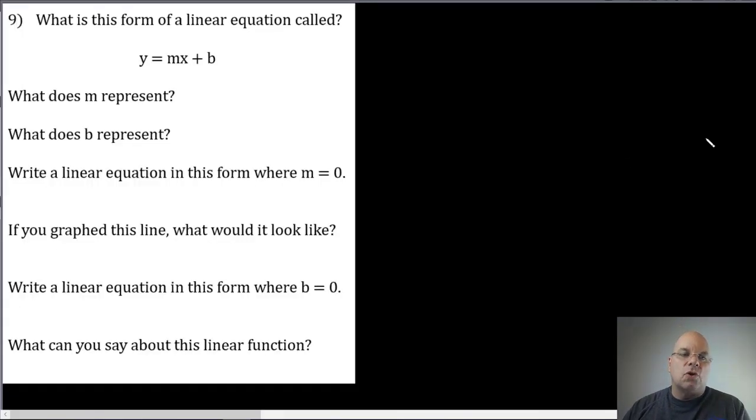Problem number 9 asks, what is this form of a linear equation called? This is slope-intercept form. When you have a linear equation and y has been isolated on one side of the equation, on the other side you'll have a variable term with x and its coefficient m. m represents the slope of the line. And a constant term, and that constant term represents the y-intercept of the line.